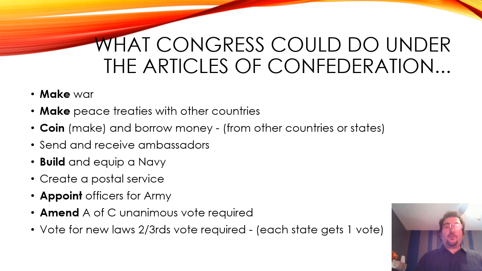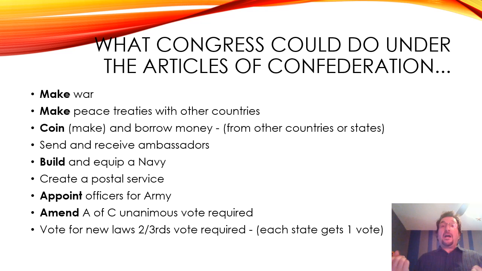Anyway, so Congress, what could they do? They could make war. Woohoo! But wait a second, Chambers, you said they could not raise soldiers. All right. Two, they could make peace treaties once they were in war. That's a bonus. They could coin money, which means make money, borrow money. But again, no other country's going to loan it to you.